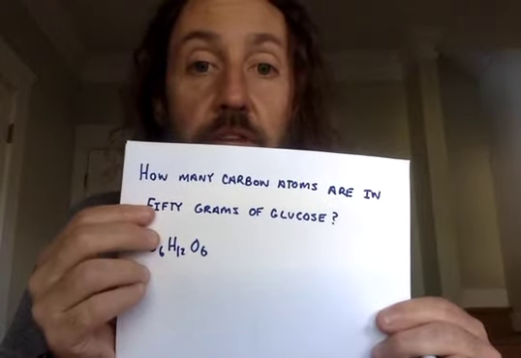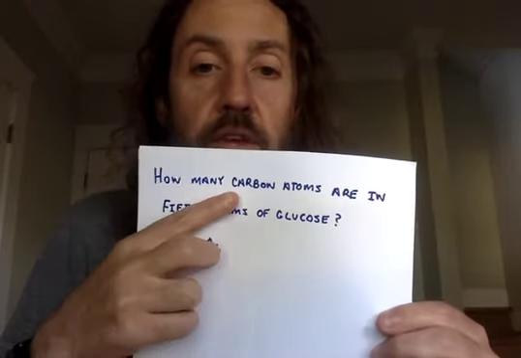So I know that the formula for glucose is C6H12O6. Okay, so what do I need to know? I know that I have 50 grams of glucose and I need to switch that into atoms. Okay, so I should figure out what the mass of this glucose is.